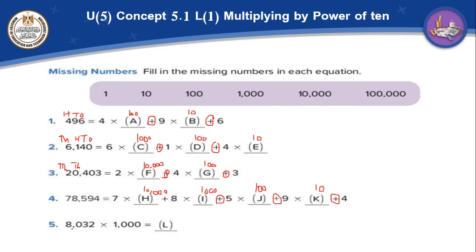Here, 8 and 32, 8,000 and 32 by 1,000. So you get L. L equals what? Yes. Here, you get 8, 0, 3, 2, okay, and put 3 zeros together. This by this, put 3 zeros, okay.